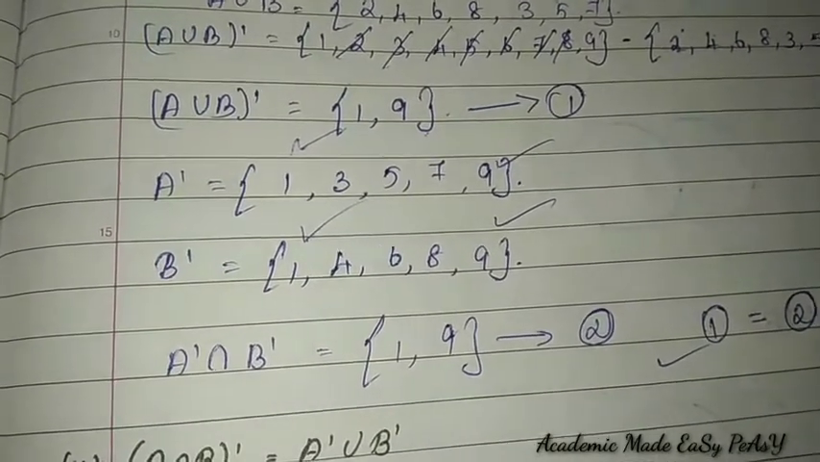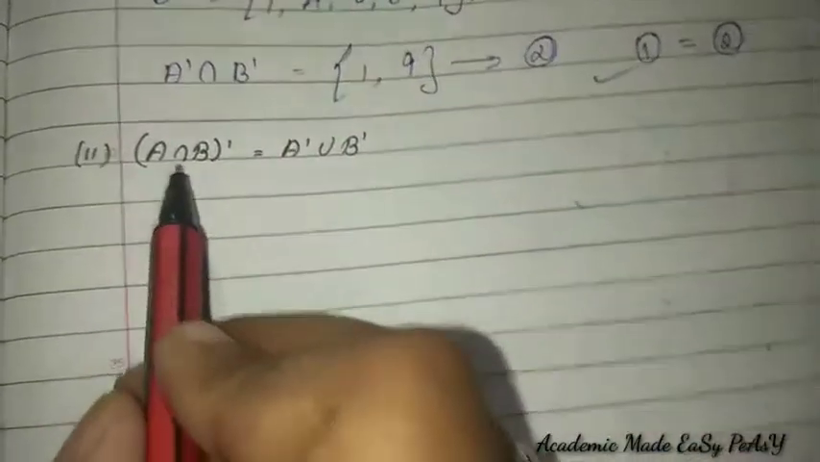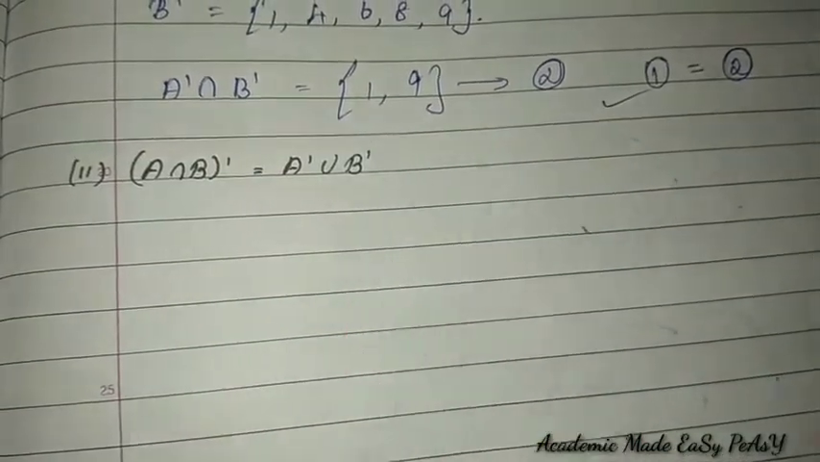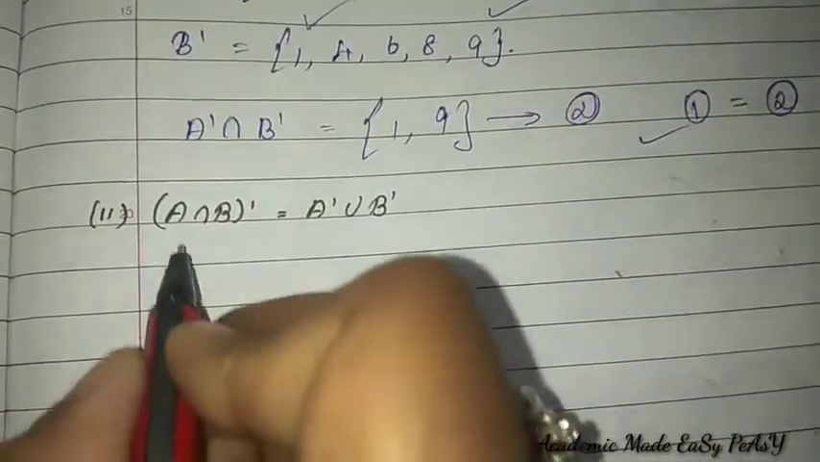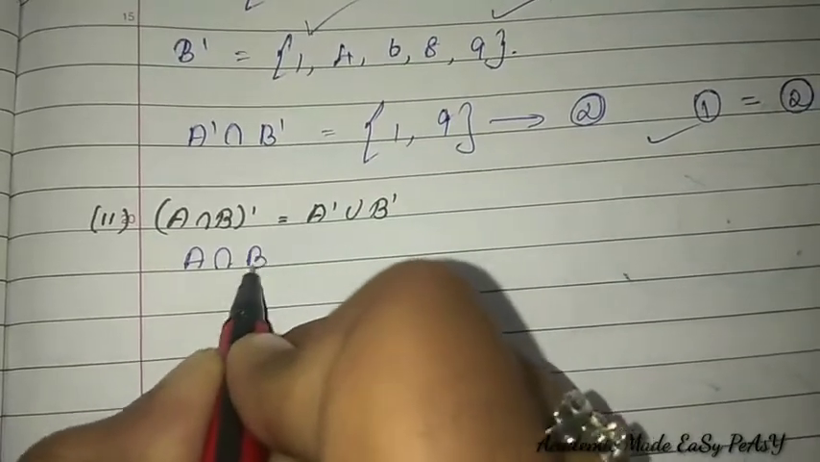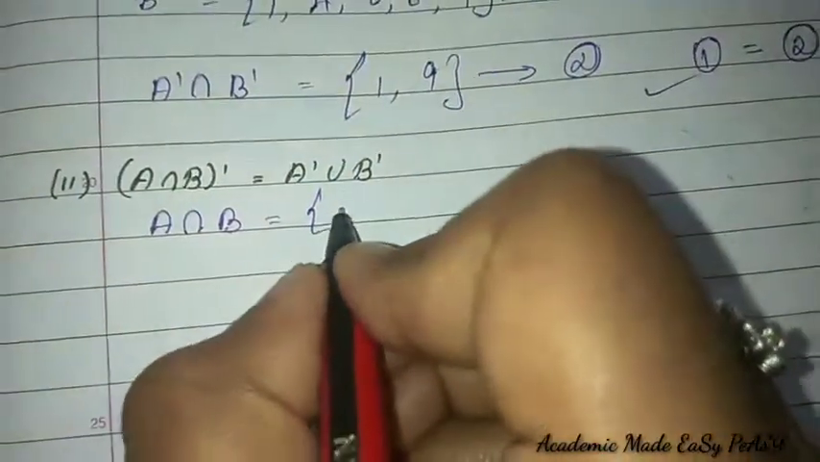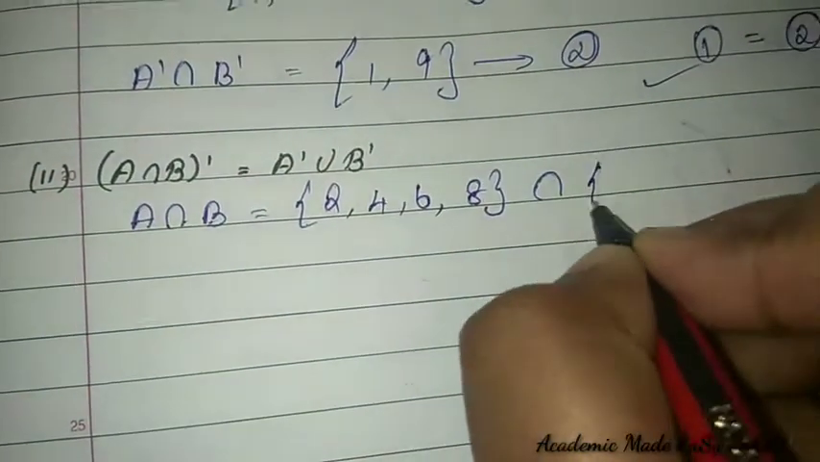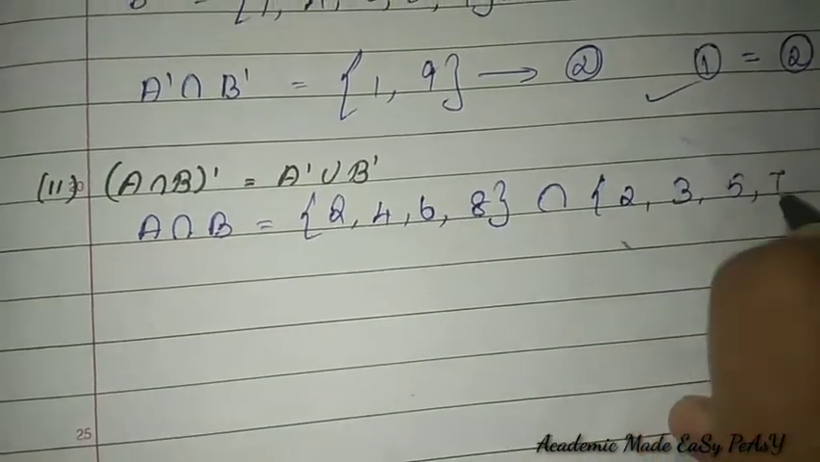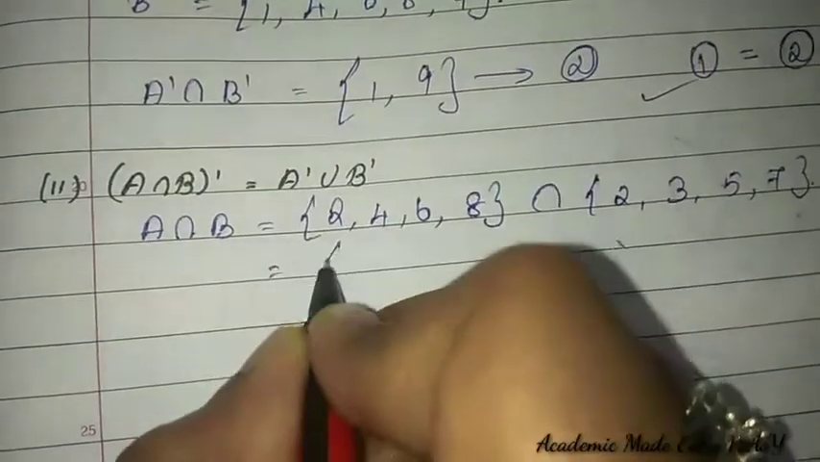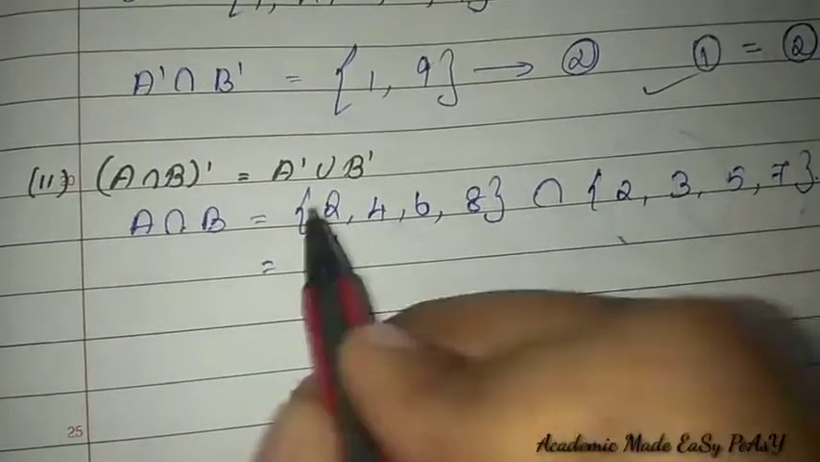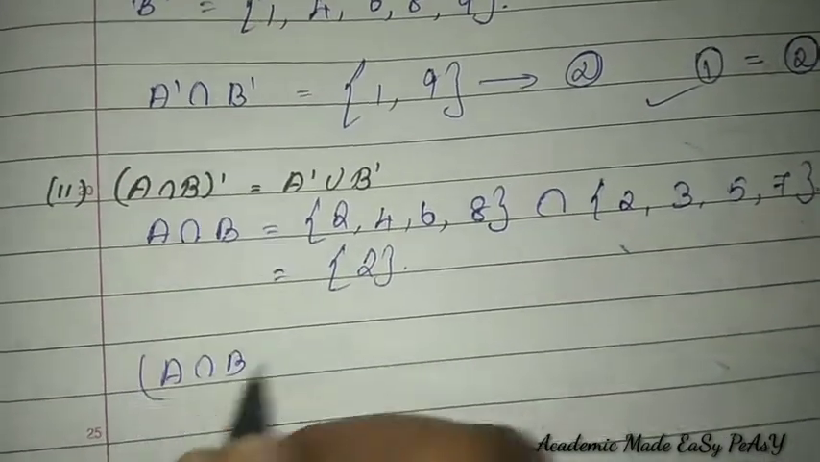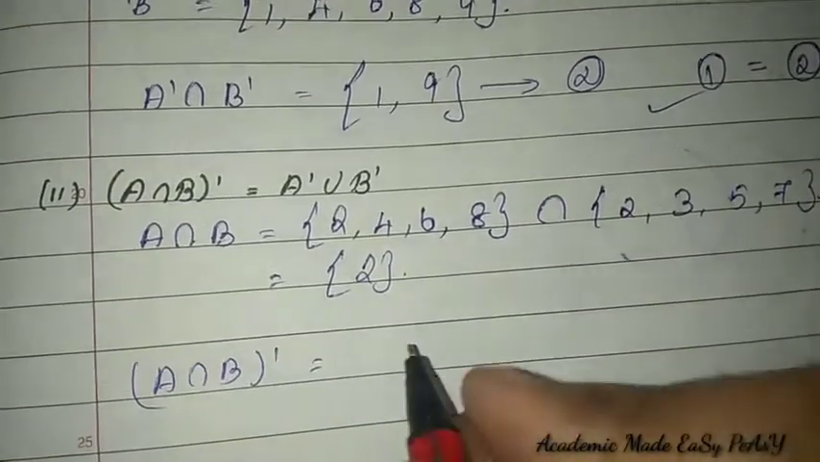That is it. Okay. Next one is (A intersection B)' is equal to A' union B'. So now here also it is same. So first we have to find what is A intersection B. What is my set A? {2, 4, 6, 8} intersection {2, 3, 5, 7}. What is my intersection over here? Only 2. Therefore, (A intersection B)' is equal to U difference A intersection B.